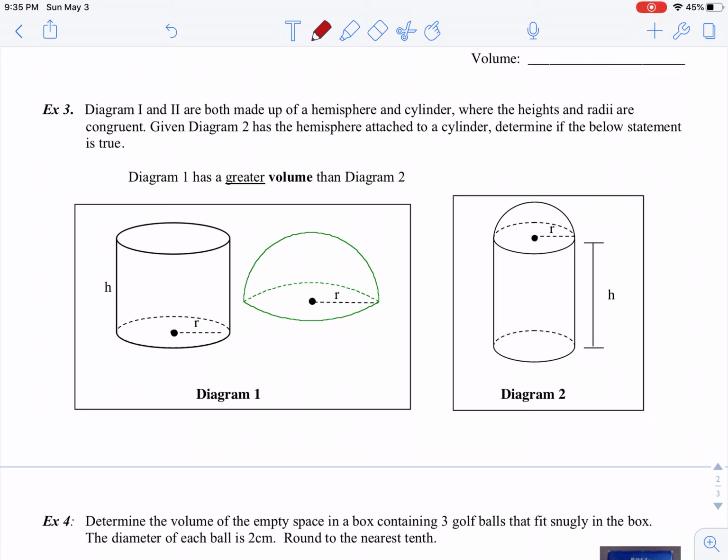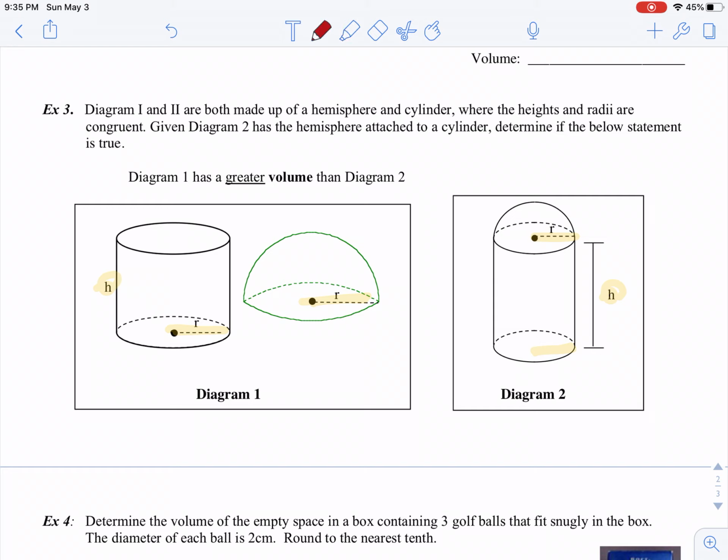Okay, so it tells us that diagram 1 and diagram 2 are both made up of a hemisphere and a cylinder. And it says the heights and the radii are congruent. So this statement is saying, is diagram 1 larger than diagram 2? But what we know is that the heights are the same. We know the radii here are the same and the radii here are the same.